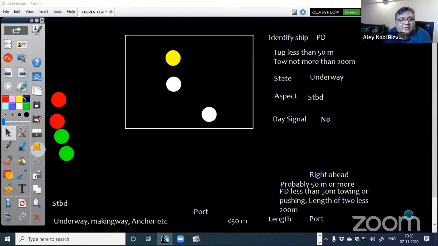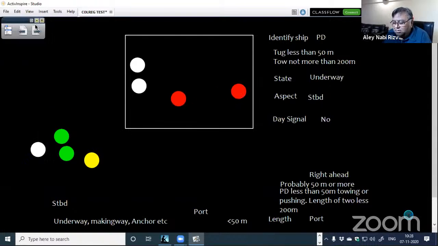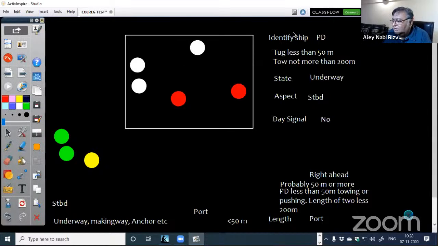All right. So let me see your guesswork again. I'm asking the simple lights. So this time what I will do, I will have this. Okay, describe. What kind of vessel is that?